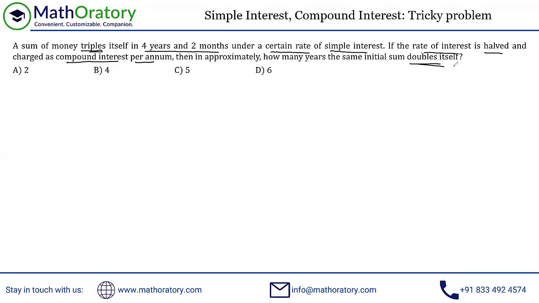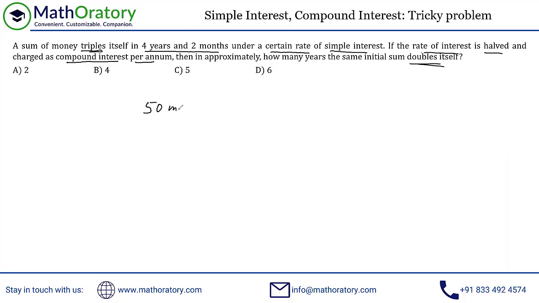So there are two parts to it. From the first information, we have to figure out the rate of interest in the simple interest part. And then we have to halve it and use compound interest and figure out how many years it takes to double the money. So let's work out with the first information. The sum of money is tripling itself in 4 years and 2 months. Let me convert this to months first of all. 4 years is 48 months, and then 2 months additionally is 50 months in total.